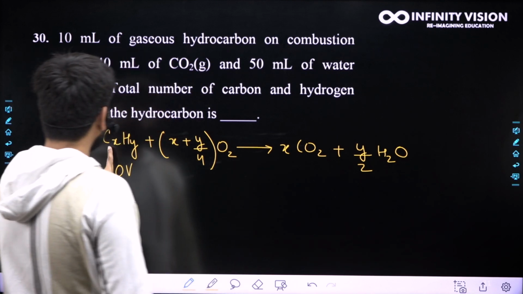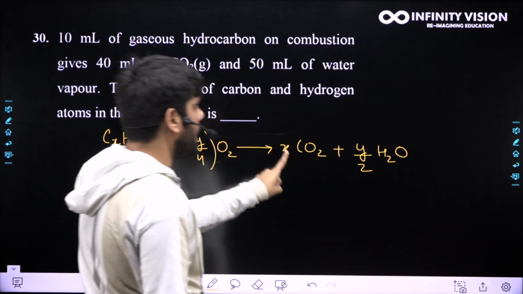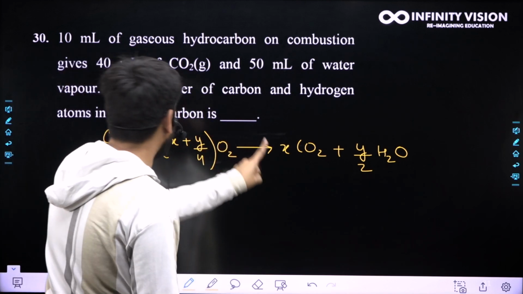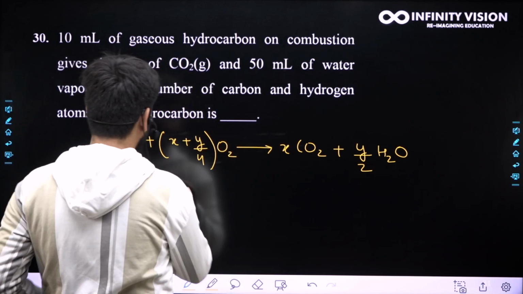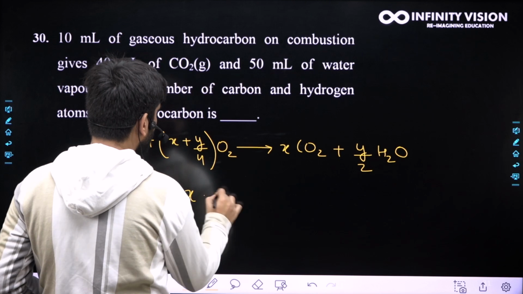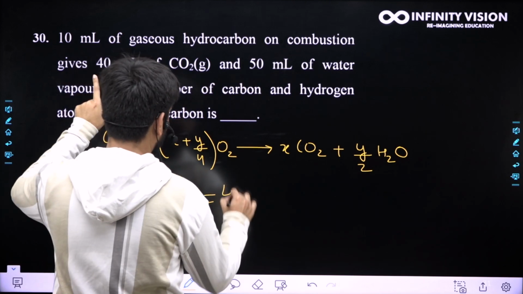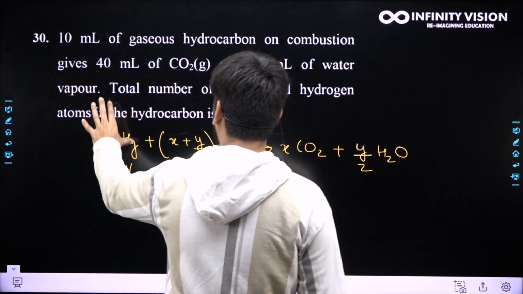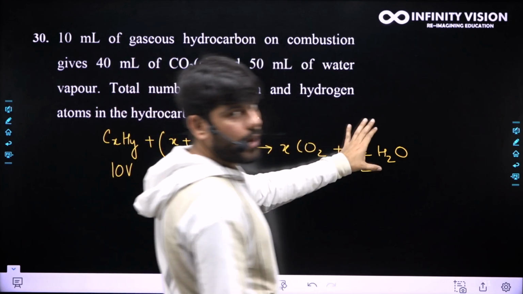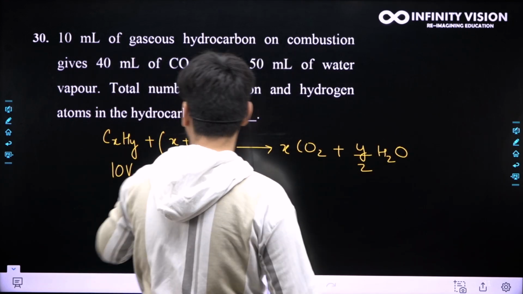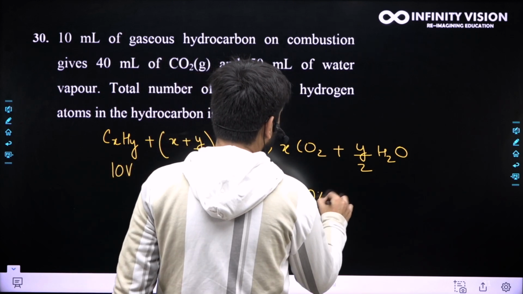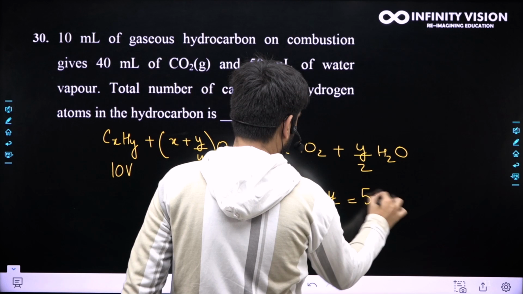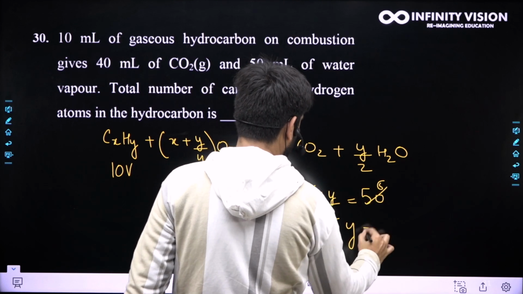Now, 1 volume of CxHy gives out x volume of CO2. So 10 volume will give out 10x volume of CO2, and this value is given to be 40. So x comes out to be 4, right? Similarly, 1 volume of CxHy gives out y by 2 volume of H2O vapors. So 10 volume will give out 10 into y by 2 volume of water vapors, and this value is given to be 50. So y comes out to be 10.